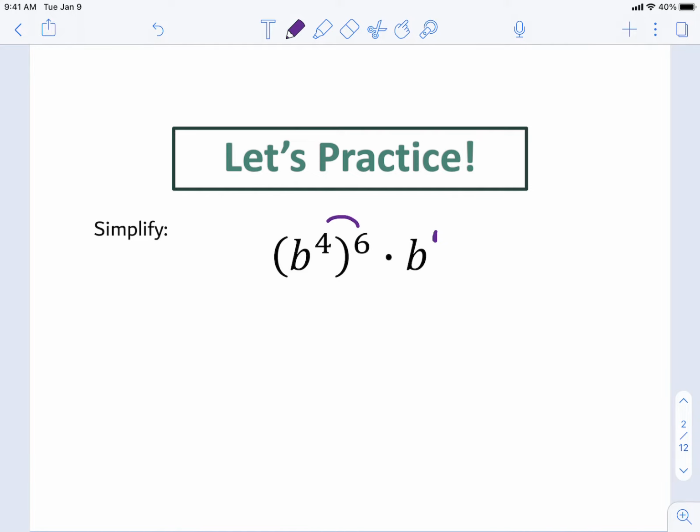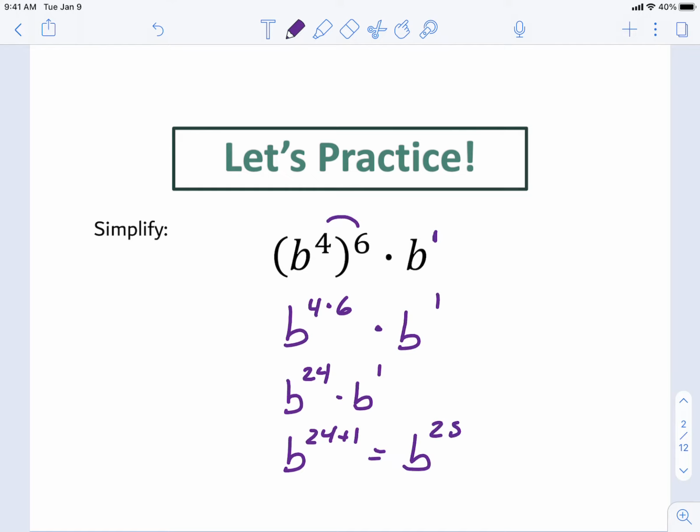So if we distribute the 4 or the 6 in, b to the 4 times 6, and then times b to the first. So that is going to be b to the 24 times b to the first. Now we're going to add the exponents. So that is b to the 24 plus 1, and that's b to the 25th. Now, I showed a lot of work there. You don't necessarily need to show all that work.